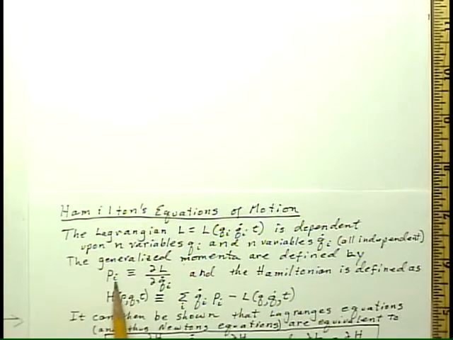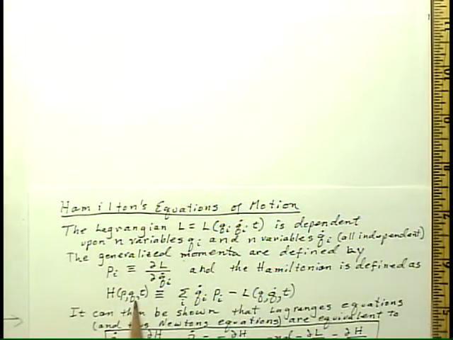We define the generalized momenta, as we did when we worked with the Lagrangian, as pi, which is the partial of the Lagrangian with respect to qi dot. Then we define the Hamiltonian as a function of p, q, and t. And notice that we have changed variables here. So we're no longer using the q dots as independent variables, but rather a set of p's that are now considered to be independent, defined by this set of equations here.